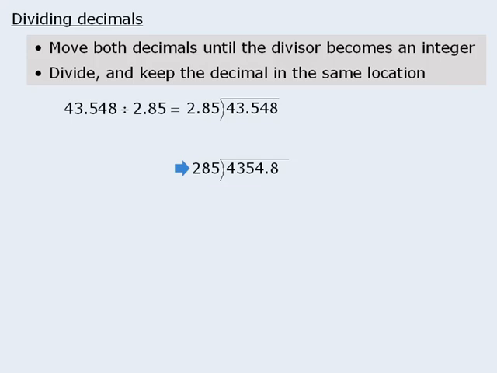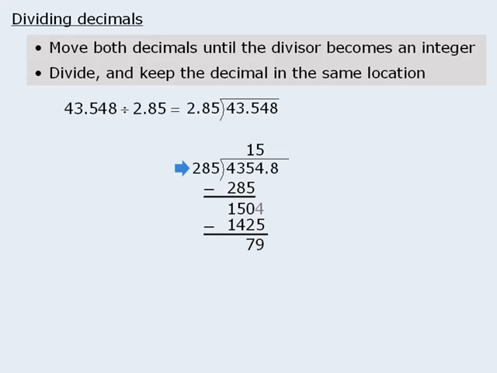4,354.8. First, 285 divides into 435 one time, and we will now multiply 285 by 1 to get 285. At this point, we will subtract this from 435 to get 150. From here, we will drop this 4 down and continue. Next, 285 divides into 1,504 5 times, so now we'll multiply 285 by 5 to get the following, which we will subtract from 1,504 to get 79.